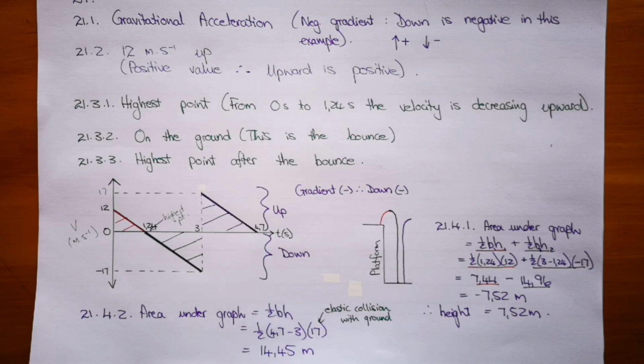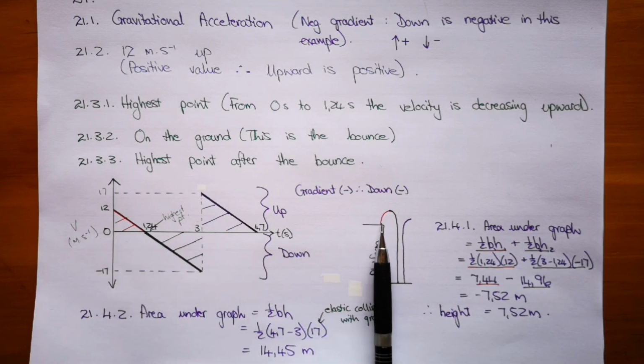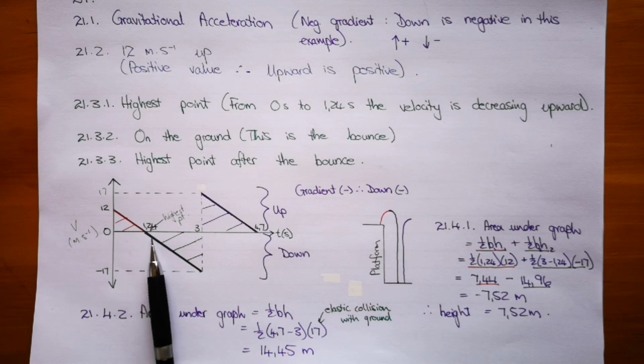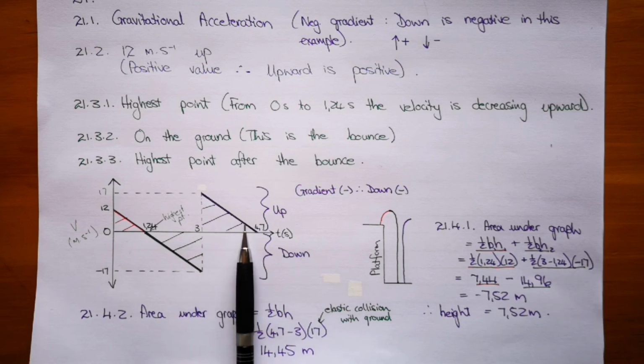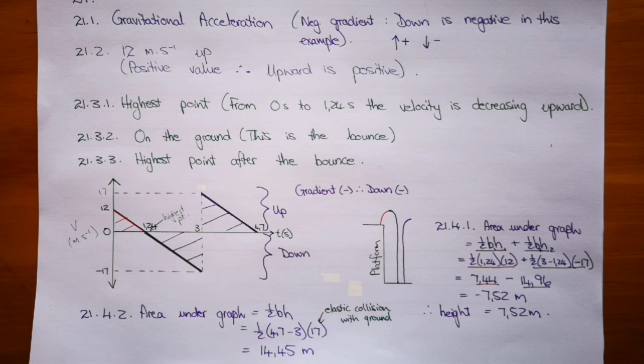What I've done here, I always advise you guys to do this. I don't know if you can see the colors. I've taken the first up as red, so it's going up. I've marked it in red. Then it's reached the highest point and it's coming down. I've done that in green. And then the bounce is in purple, and I go up in purple. This sketch just makes life much easier when they start asking questions where you need to use the graph.